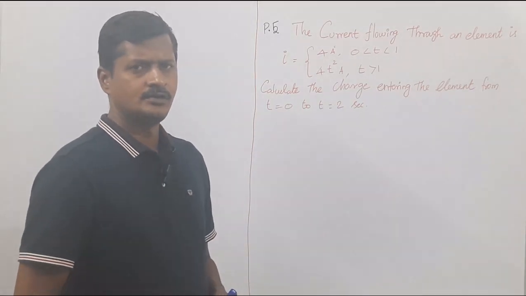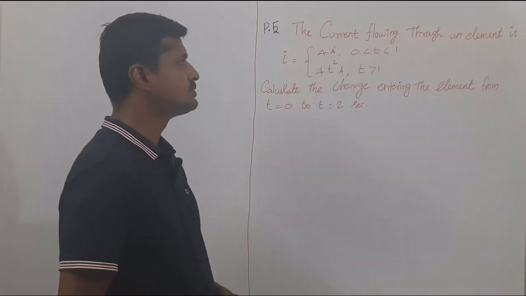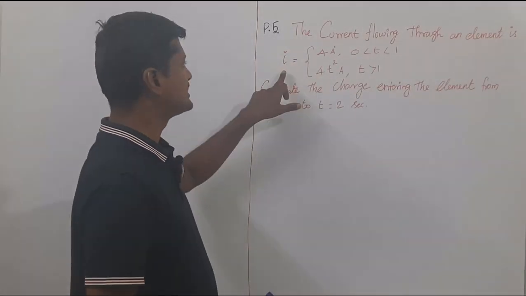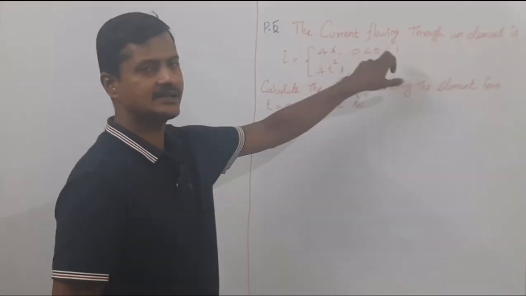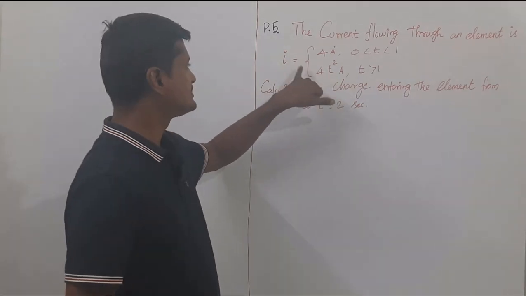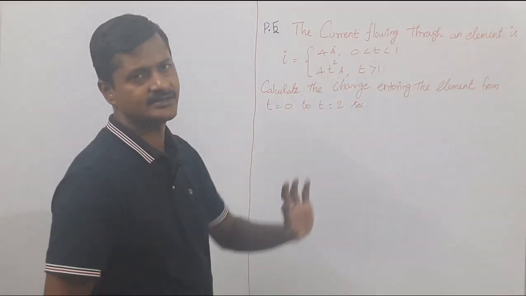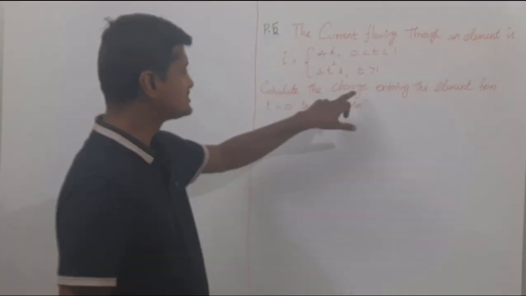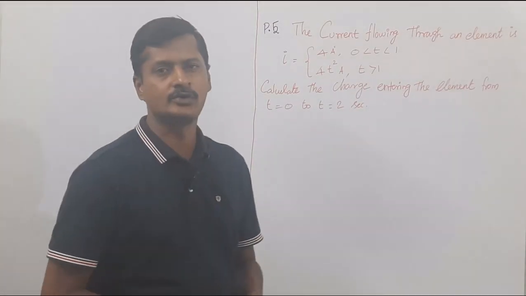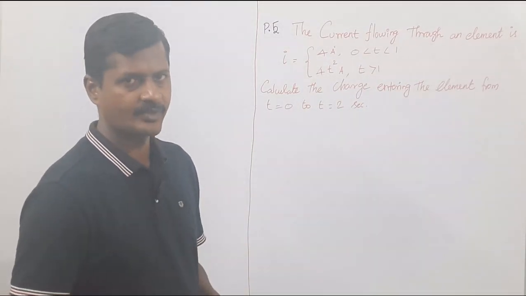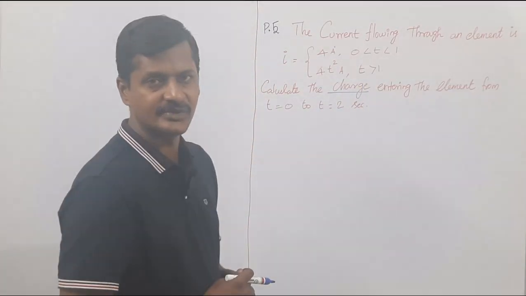Okay, so problem number 5. The current flowing through an element is I = 4 amps for 0 < t < 1, and 4t² amps for t > 1. Calculate the charge entering the element from t = 0 to t = 2 seconds. Right, so we need to calculate the charge q.